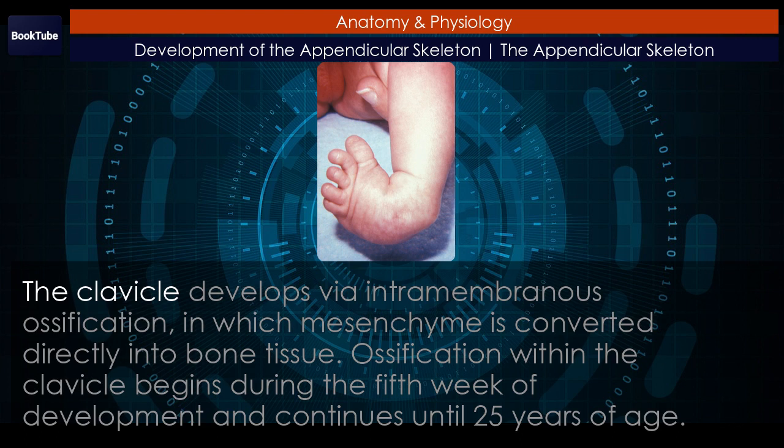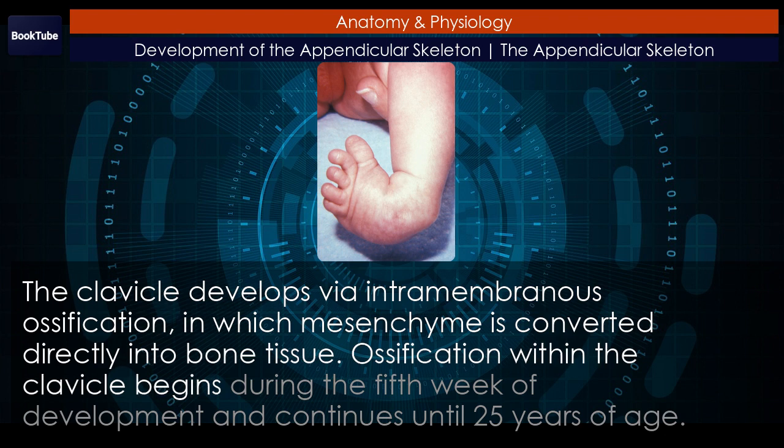The clavicle develops via intramembranous ossification, in which mesenchyme is converted directly into bone tissue. Ossification within the clavicle begins during the 5th week of development and continues until 25 years of age.